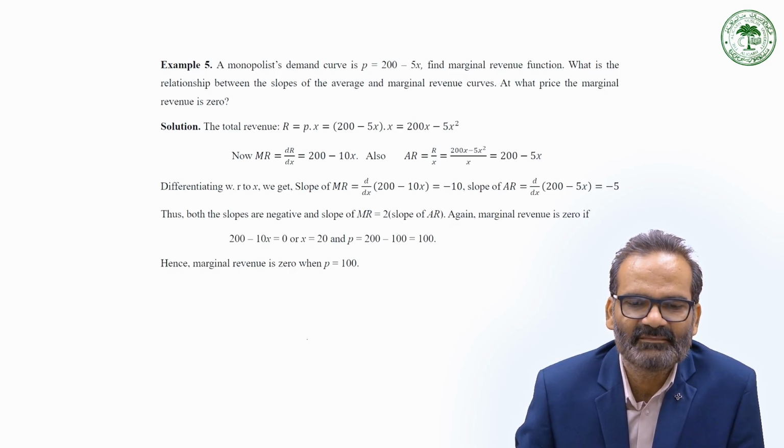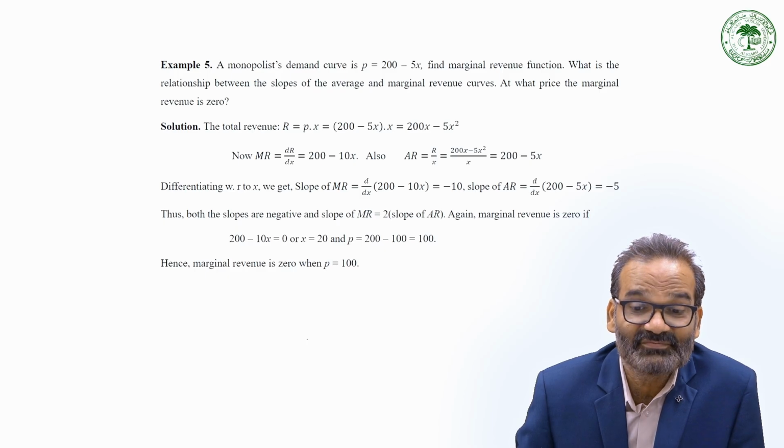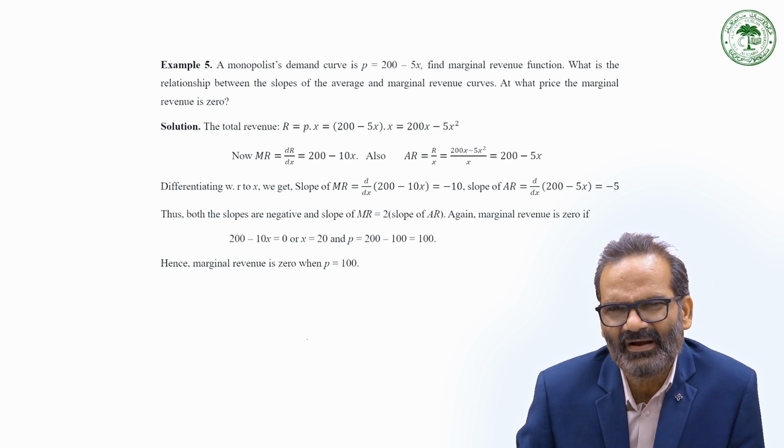A monopolist demand curve is P equals 200 minus 5x. Find the marginal revenue function. What is the relationship between the slopes of the average and marginal revenue curves? I have told you about the slopes. If you want to calculate the slope of any function, find its first derivative. It will give you the slope.